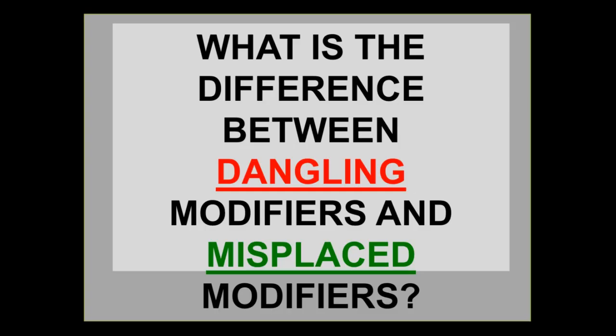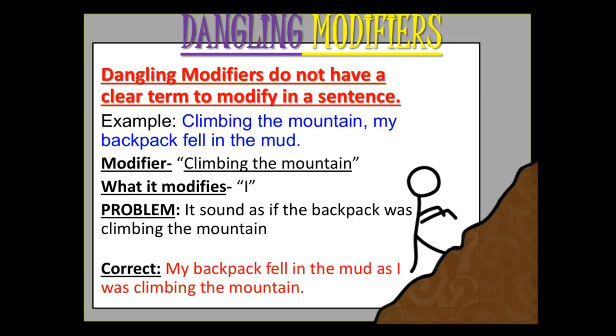So we're going to talk about what is the difference between dangling modifiers and misplaced modifiers. It is important that you know that. Dangling modifiers do not have a clear term to modify in a sentence. They are phrases or clauses that do not logically modify any word in the sentence in which they appear. Although most commonly found at the beginning of the sentence, the dangling modifier may be located at the end of the sentence too. So dangling modifiers will be located either at the beginning or the end, either one.